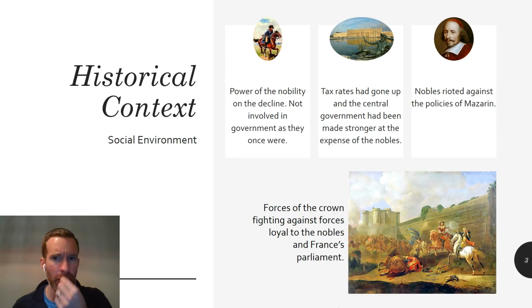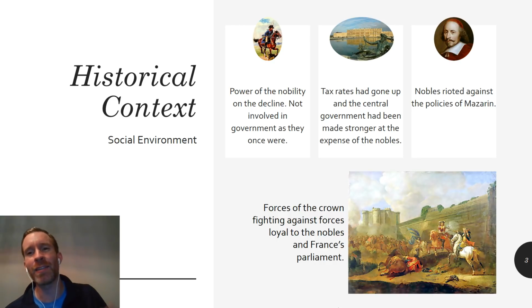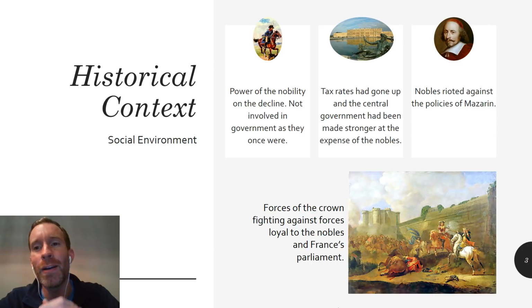Tax rates are starting to go up. The central government is being made stronger. And again, this is chipping away at the power of the nobility, and nobles begin to riot against Cardinal Mazarin, who, like I said, ruled in Louis XIV's place prior to Louis being old enough to rule.